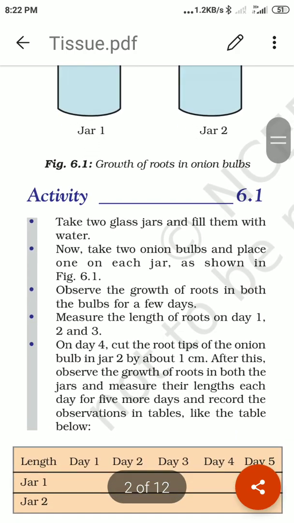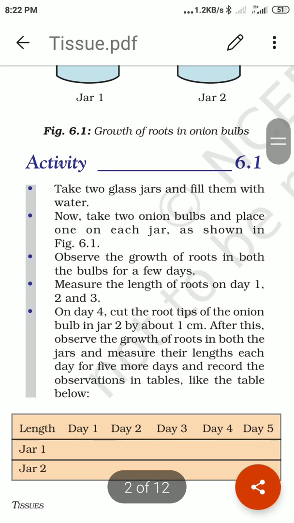On the fourth day, cut the root tip of the onion bulb in jar 2 by about 1 centimeter. After this, the growth of the roots in both jars is measured. Record the length each day for 5 more days and write the observations in the table below.